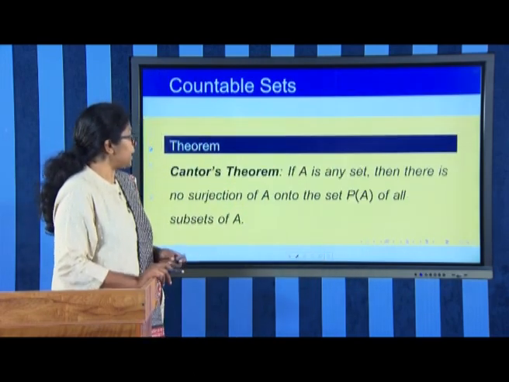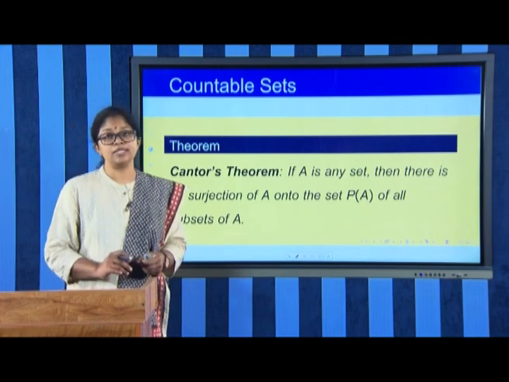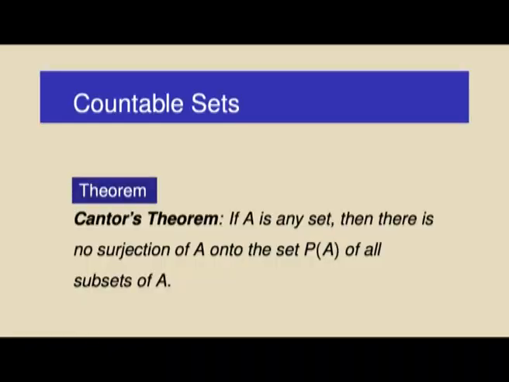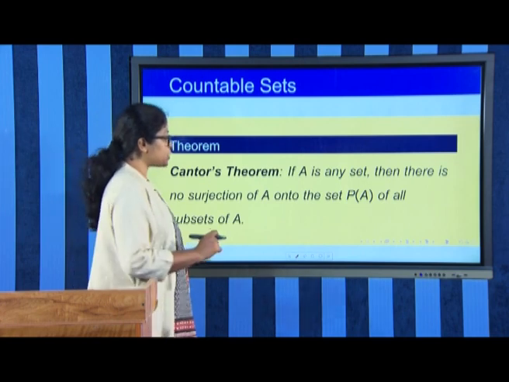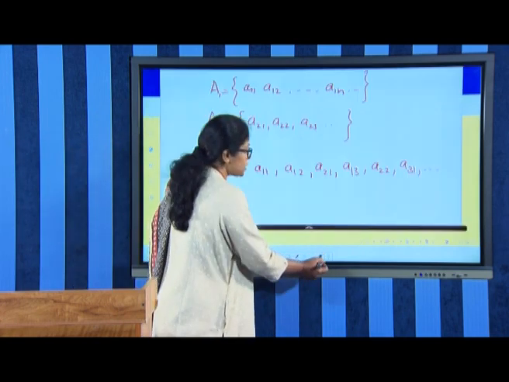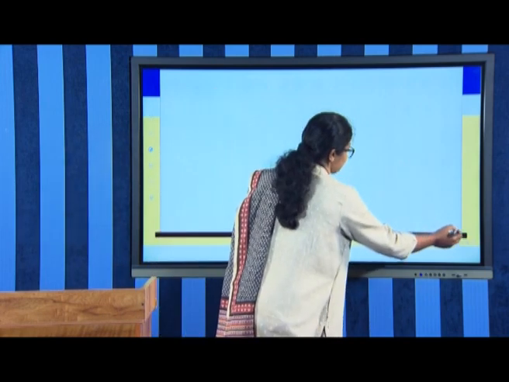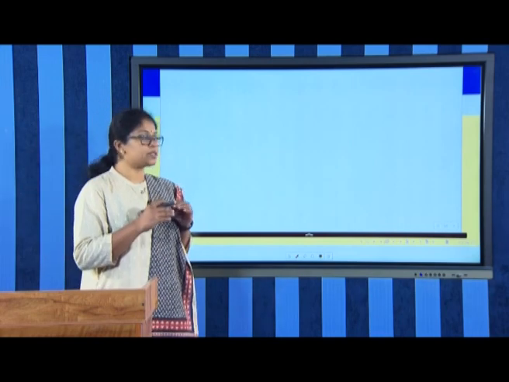Okay. Then we have a next important result, which is known as Cantor's theorem. Cantor's theorem is a very important result in real analysis, which states that if A is any set, then there is no surjection of A onto the power set of A, that is P of A, of all the subsets of the set A. So, in a previous session we had already discussed the power set of A contains 2 power n elements. Now, in this Cantor's theorem, we are going to show that there exists no surjection from A onto the power set of A.